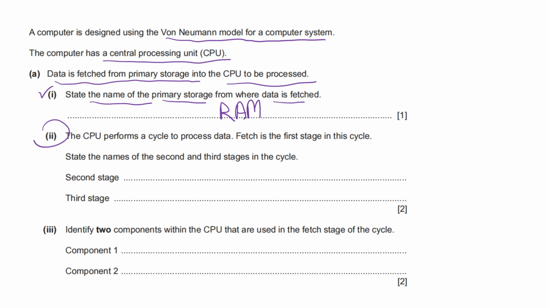Second question, the CPU performs a cycle to process data. Fetch is the first stage in this cycle. State the name of the second and the third stage in the cycle. So the first stage is fetch, then we have decode, and the last stage is execute.